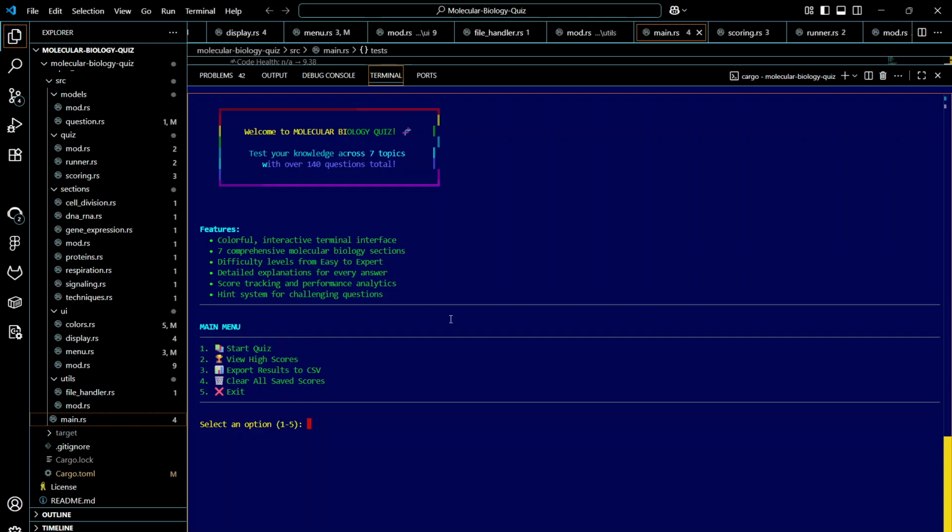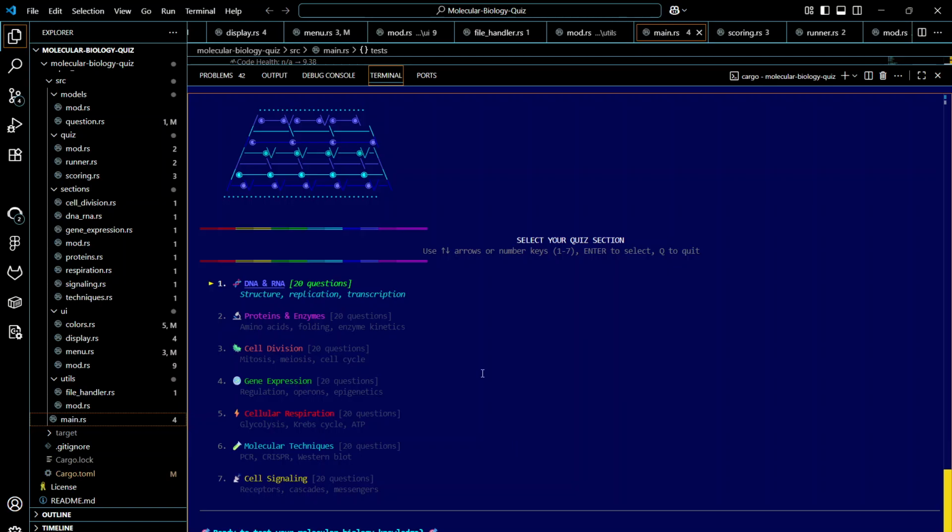In the main menu, you have Start Quiz, View High Scores, Export Results to CSV, Clear all saved scores, and Exit. I want to type View High Scores really quick. I wanted to make sure I erased my test runs when I was building this. Let's go ahead and check it out.